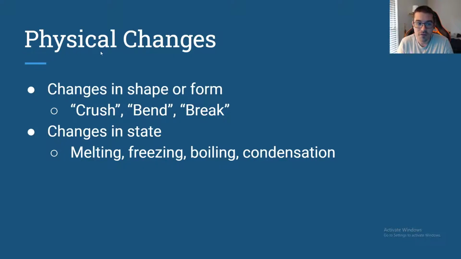Now, physical changes, right? If we think about physical things, they do not involve the identity of the substance changing. So these are going to be sort of simple changes, right? Crushing something up, bending it, breaking it in half. So think about breaking a pencil in half or crushing a graham cracker up into pie crust, or bending a lead pipe, right? All of these things are not changing the identity of the substance, right? It's just changing its shape or its form.